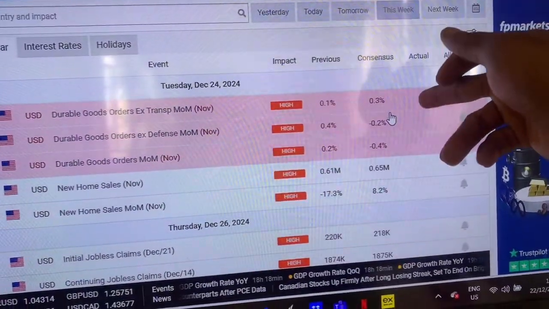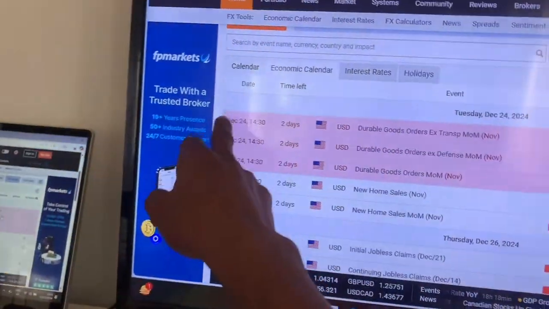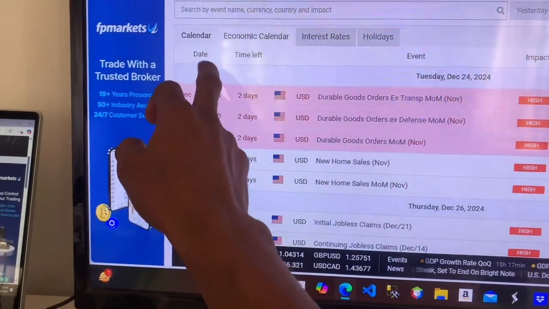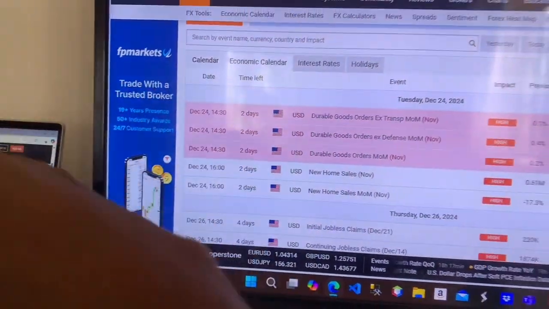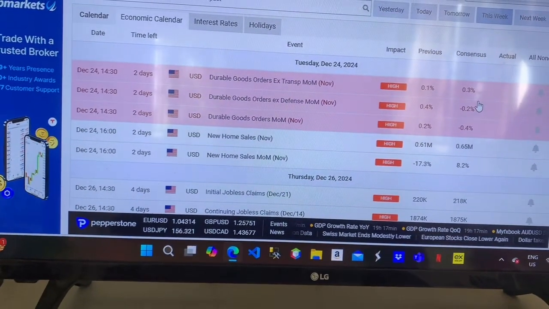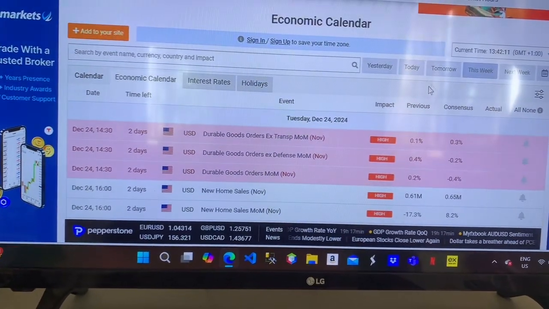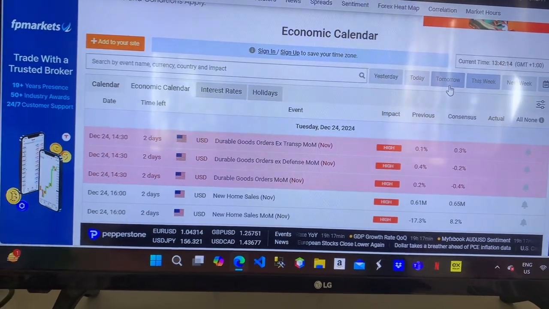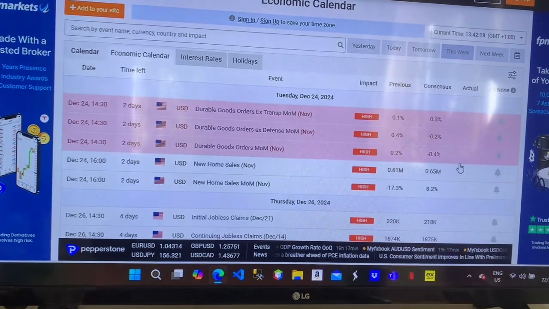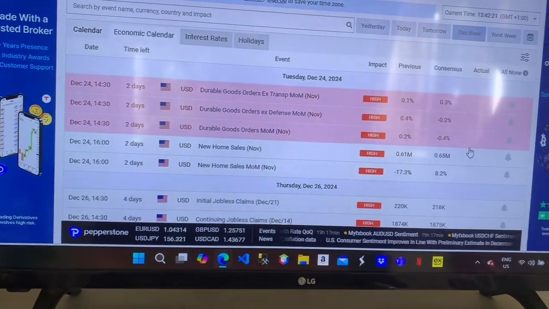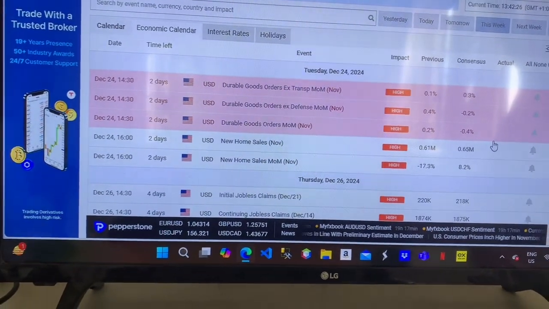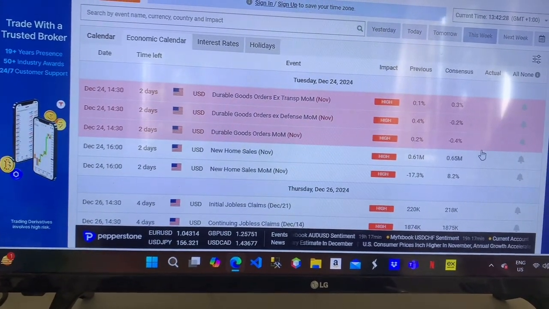Then the actual is when the news comes out. And as you can see, you see the date, which is 24th of December at 14:30, which is 2:30 p.m., right? So when the news comes out, you go to your chart and you see the magic that happens there. But you don't just take the trade because the news came out as expected and assume that pair is going to rise. No, we just use the news as confluence, as confirmation, right, to have an edge over the market.